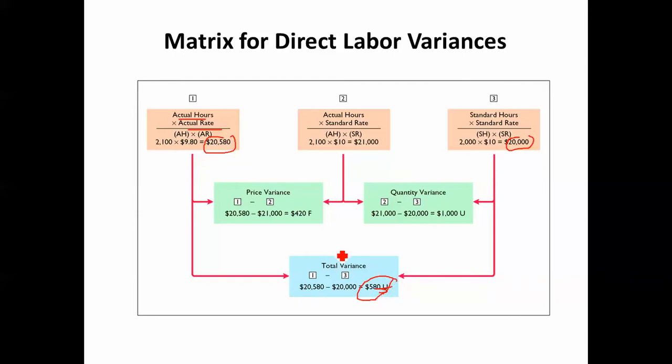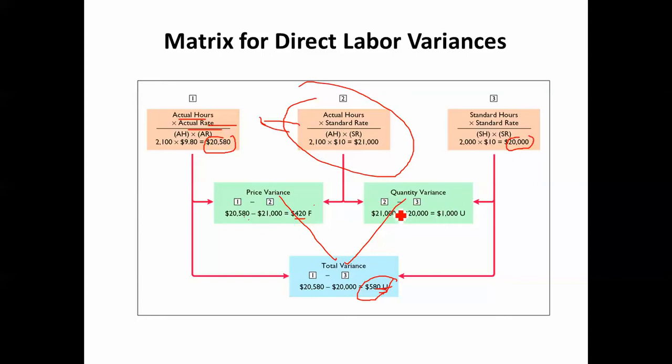Now keep in mind this is a function of two things. It's a function of price and a function of quantity. So we create this middle column here. We take the actual hours and we compare the actual rate to the standard rate. So the only thing different in these two formulas is the price or rate. So this is a price variance. And the price variance is the difference between 20,580 and 21,000. And notice this is a 420 difference, and it's favorable because left is less than right.